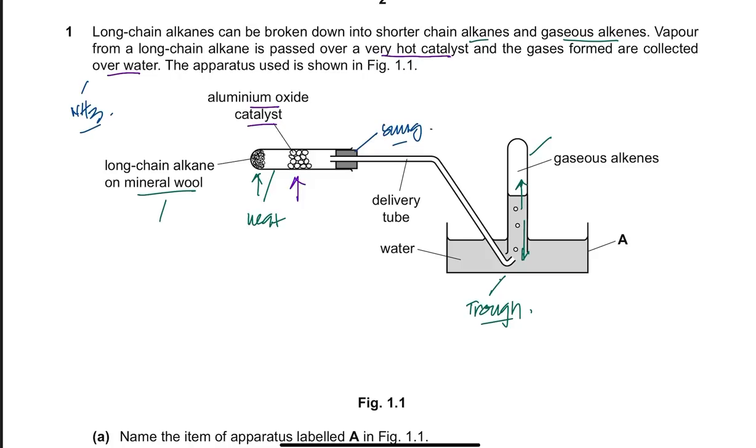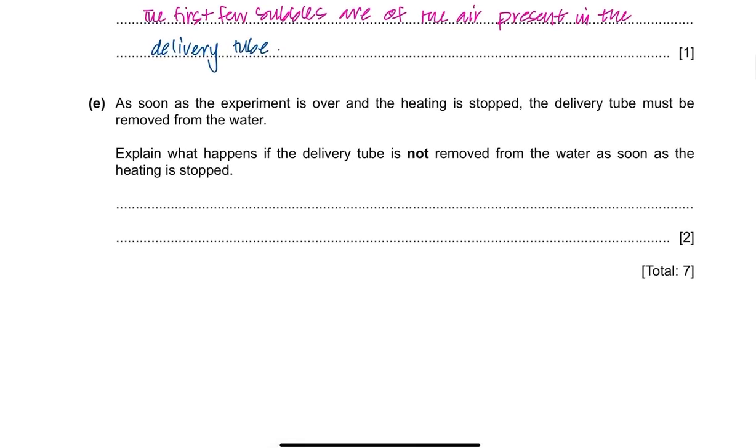it actually breaks it. So if you do not remove the delivery tube as soon as the heating is stopped, what could happen is, since the gas had first expanded and now contracted, it creates like a mini vacuum, and that results in the suck back of this water here, and that might break, explode or crack this entire apparatus or this boiling tube. Okay, so the reason for that would be, explain what happens if the delivery tube is not removed. The water is sucked back into the very hot test tube or the boiling tube, and it cracks it.